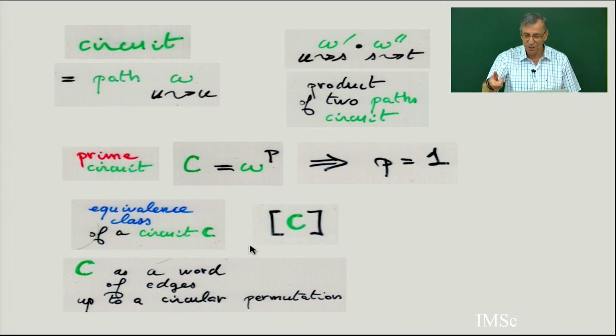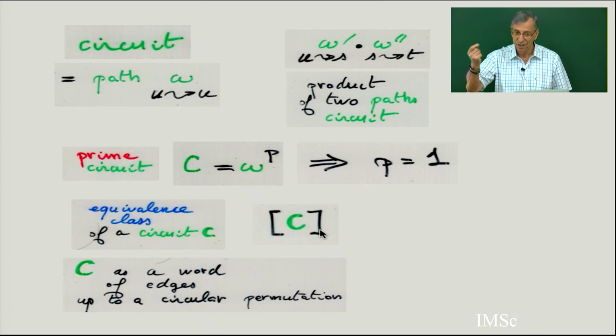Conjugate of a word is UV and VU. You cut the word and then you transpose the two parts of the word. So conjugation of words gives you conjugation of circuits. And I take the equivalence class of the circuit. Intuitively, it means you forget the starting point.